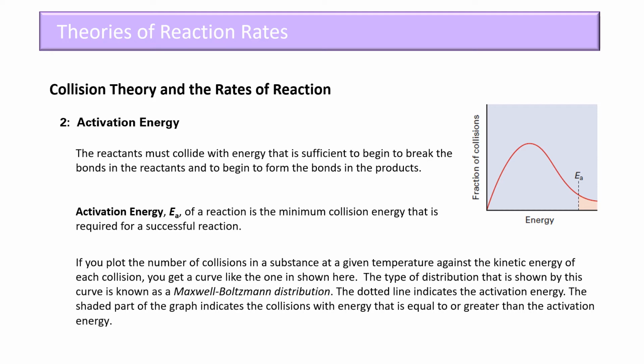If you plot the number of collisions in a substance at a given temperature against the kinetic energy of each collision, you will get a curve like the one shown here. The type of distribution that is shown by this curve is known as a Maxwell-Boltzmann distribution. The dotted line indicates the activation energy. The shaded part of the graph indicates the collisions of energy that is equal to or greater than the activation energy.